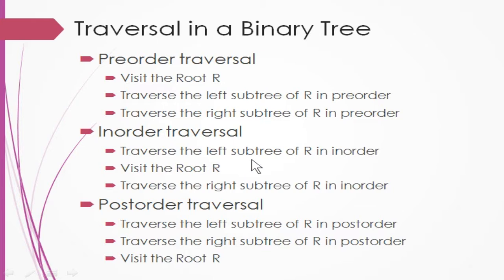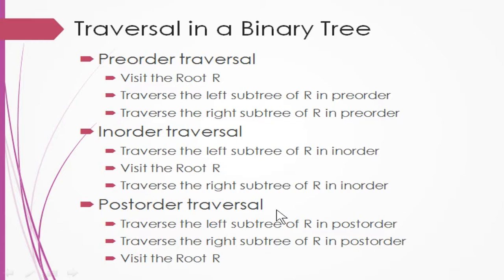Now in-order traversal: visit the left subtree first. That means traverse the left subtree of R. Second, you visit the root, and third, you traverse the right subtree. That means you have to go to the left subtree, visit all the left subtrees, and then go to the root, visit the root, and then go to the right subtree. Visit the right subtrees.